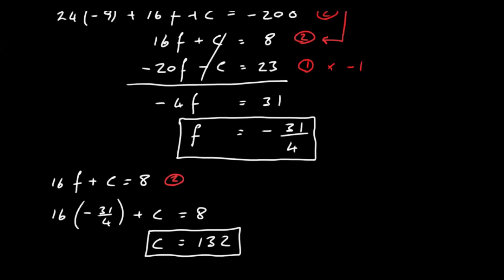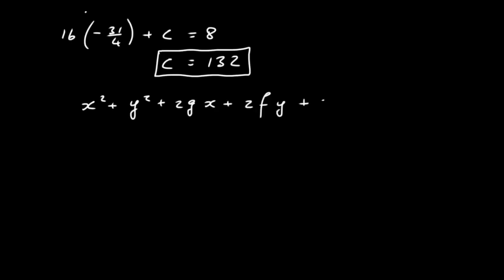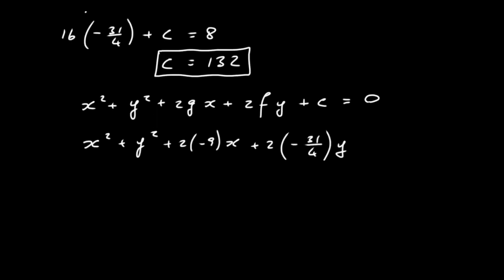Okay, so now I have my three values, f, c and g. Let's just put them into our equation. Remember, the equation of a circle is x squared plus y squared plus 2gx plus 2fy plus c equal to 0. This is the equation of our circle. So we've got x squared plus y squared anyway. We've got plus 2gx, so remember it's plus 2 times g, which was minus 9, x, plus 2f, f was minus 31 over 4, so we're going to put minus 31 over 4 in here, times y, and c we've just worked out as plus 132, and that's equal to 0.